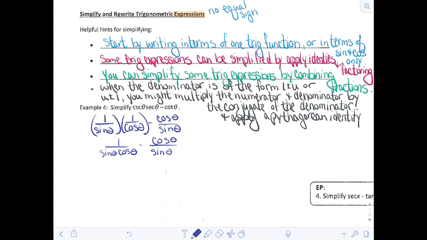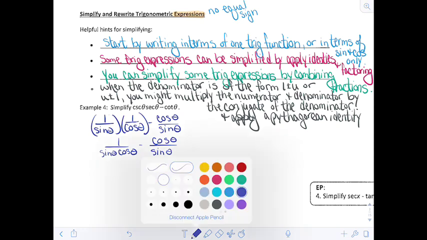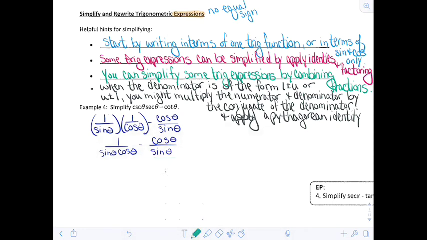So what I need to do is get a common denominator. So sine theta cos theta and sine theta, my common denominator, right? We're going to take one of every kind of factor that we have. We have a sine, but we need a cosine in both. So I'm going to actually multiply this second fraction by cosine of theta, top and bottom.